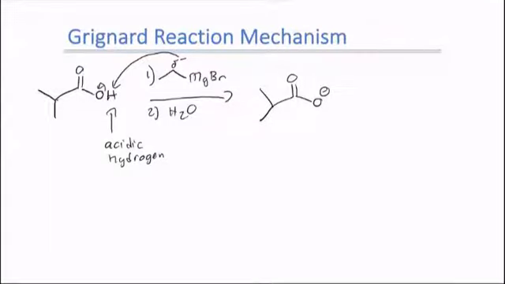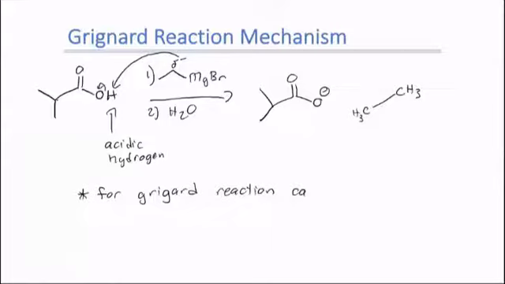Which means we then end up with our carboxylate and our ethyl group and our ethane. We don't actually get the Grignard to react with the carbonyl part. Instead, the acid-base reaction is a quicker reaction. So an important thing to note for Grignard reactions, you cannot have acidic hydrogens present. I'll underline that.